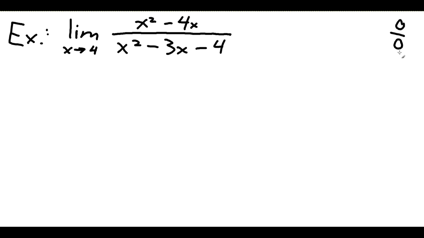Okay. Now, 0 over 0 is what is known as an indeterminate form. By itself, it's undefined. But when a form like this arises in limits, very frequently we can actually find a value for the limit. Not always, but we frequently can.